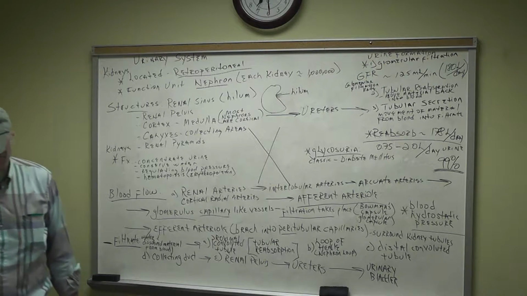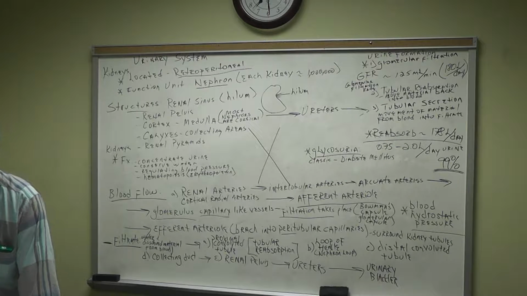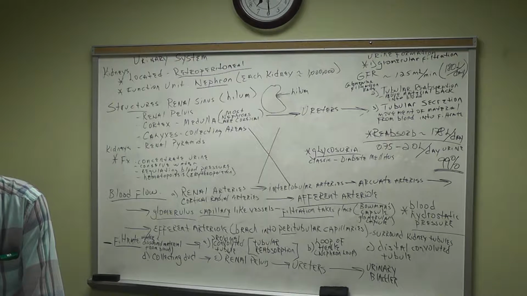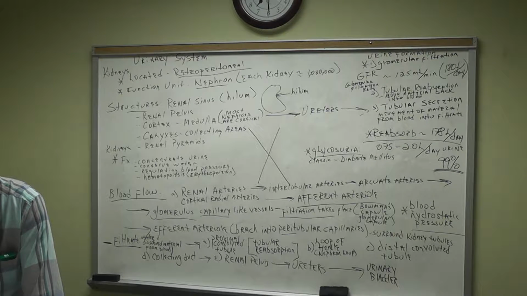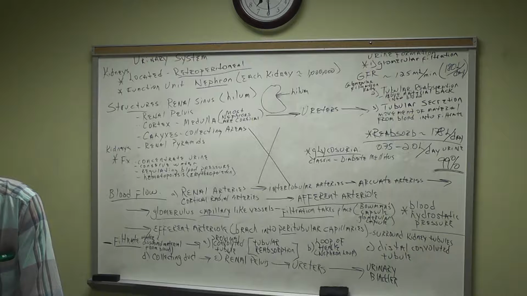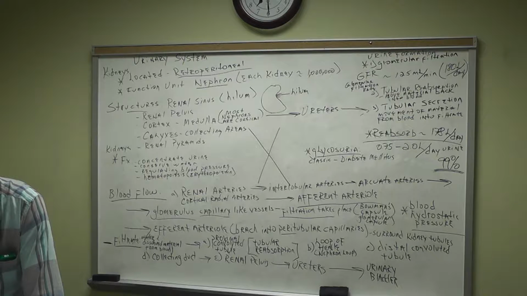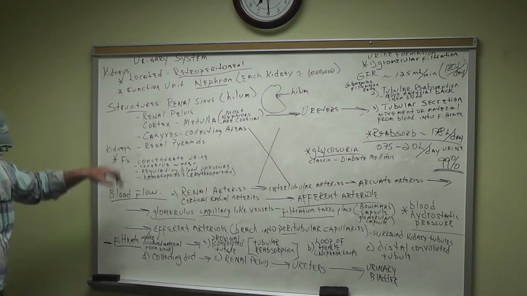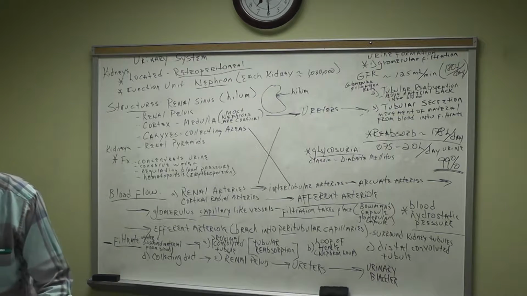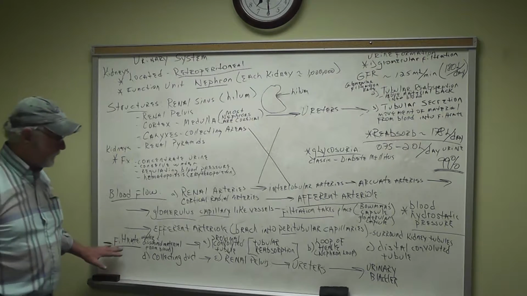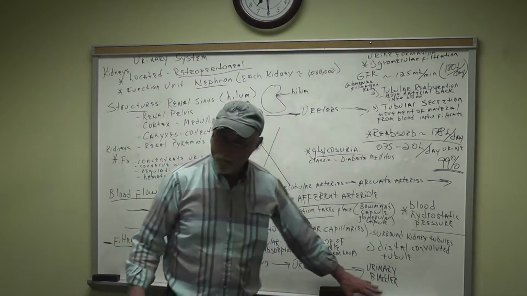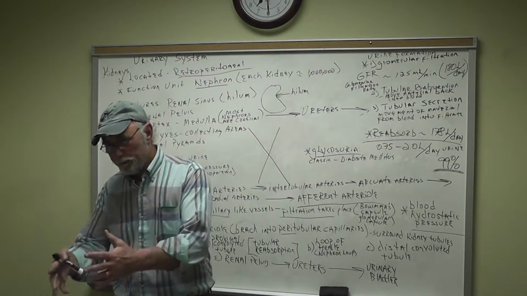All right, starting at the glomerulus, into the glomerular capsule, then into the proximal convoluted tubule, loop of Henle, distal convoluted tubule, collecting duct, minor calyx, major calyx, and then into the pelvis, and then from the pelvis into the ureter, then from the ureter into the urinary bladder. Okay, so just kind of review that real quick.